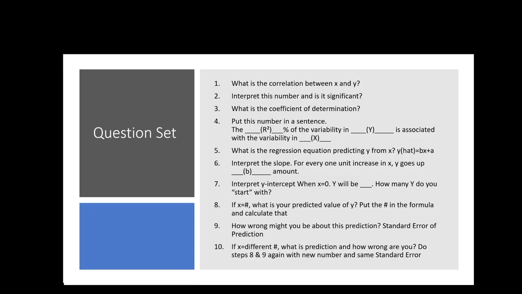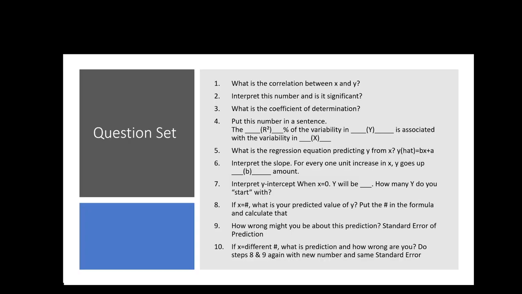x's? Then for question 8, let's say I give you an example and I say somebody has this particular score of x. What do you predict their y value to be? So you'd have to put that number in the formula that you already calculated. And then I would follow up with saying, now that you've given me that predicted value, how wrong are you in that prediction? And that would be the standard error of prediction. And then lastly, I'll have you do that all over again with a new prediction number so that you can see how it changes if we've given you another x value.